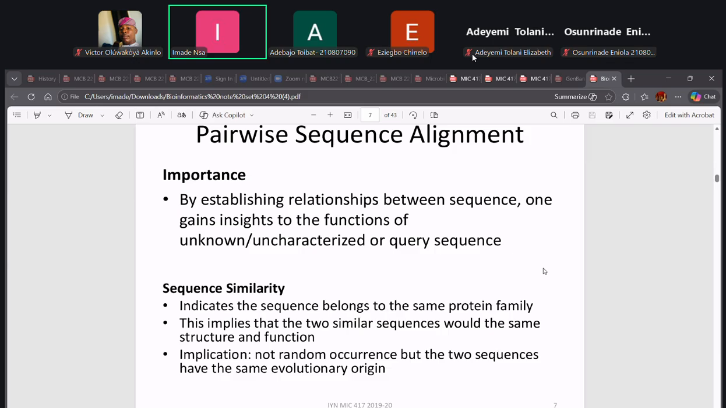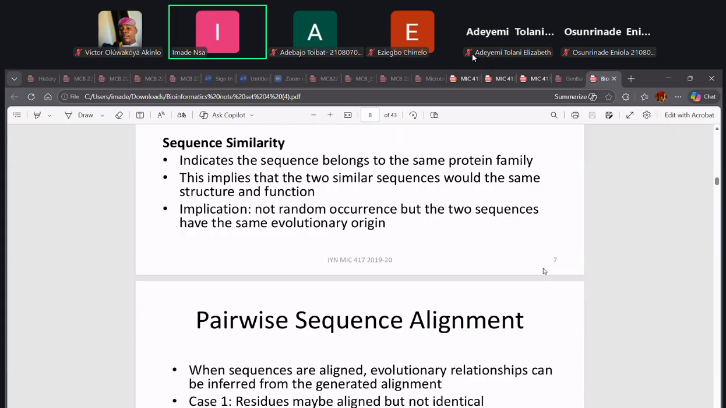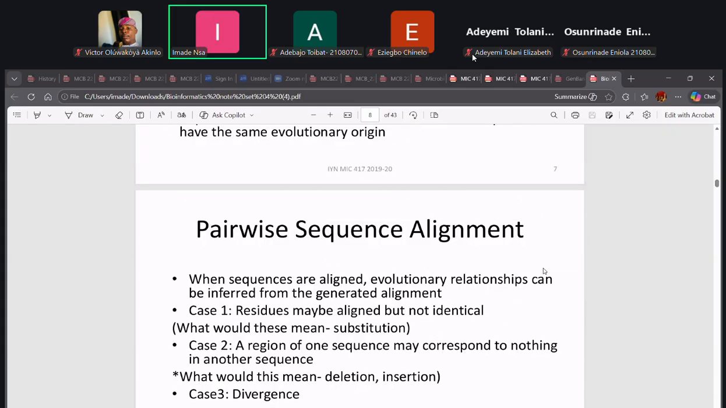What about sequence similarity? In sequence similarity, we refer to the fact that the two sequences belong to the same protein family. So they are similar. In their similarity, they would be similar in their structure. They will be similar also in their function. Please note that.